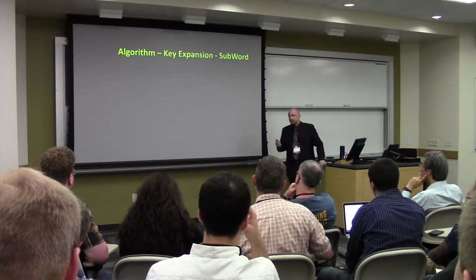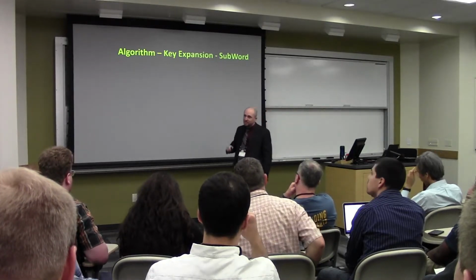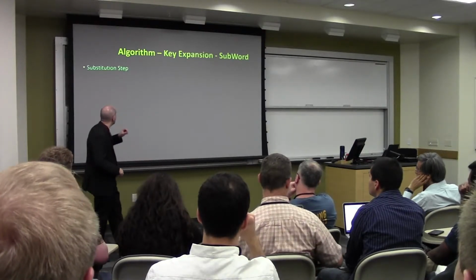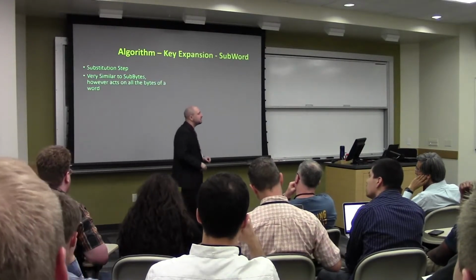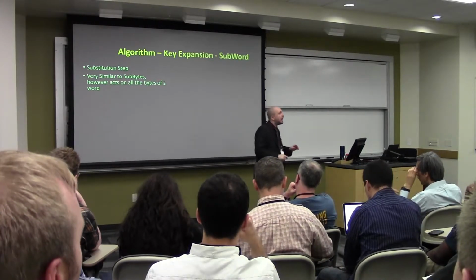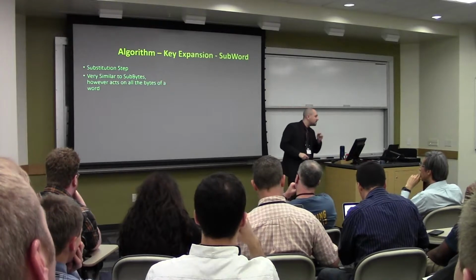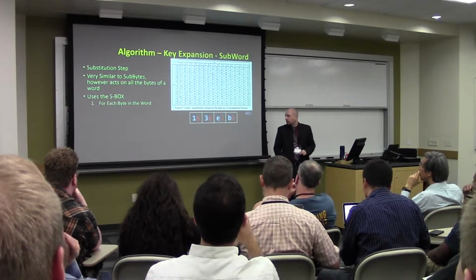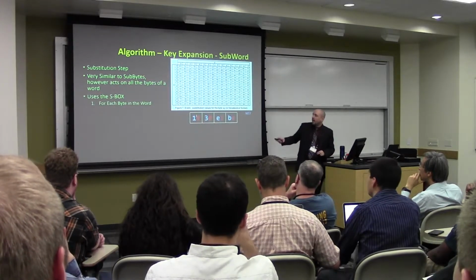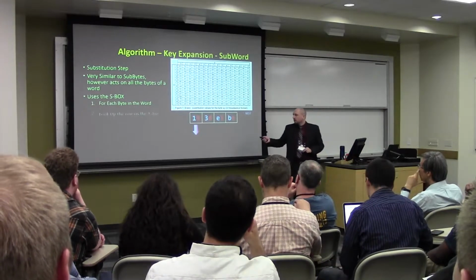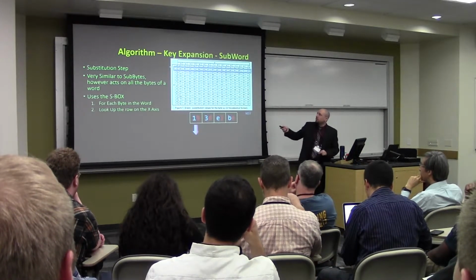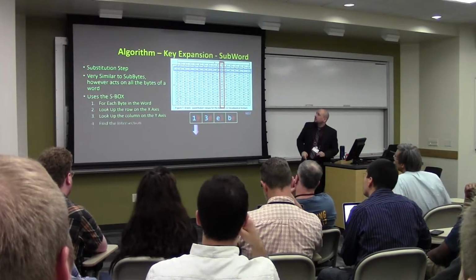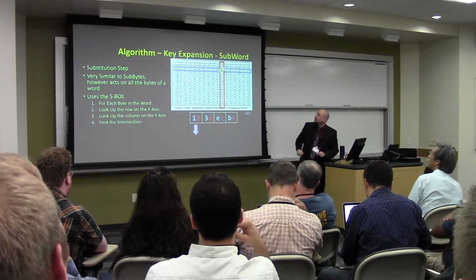The subword, from the name, I bet you guys can imagine what subword's going to be. Is it a permutation step? It's a substitution step. And it does make use of the S box again. It's very similar to sub-bytes. However, in this case, instead of acting on just one byte, it acts on all the bytes of a word. Again, we're using the S box. For each byte in the word, 19, 3D, E3, BE, I have it broken down in X and Y's. We look up the row on the x-axis, just like we did before. We have our 1, and then we look up the column on the y-axis, our 9, and that's going to give us our result by finding the intersection, D4.